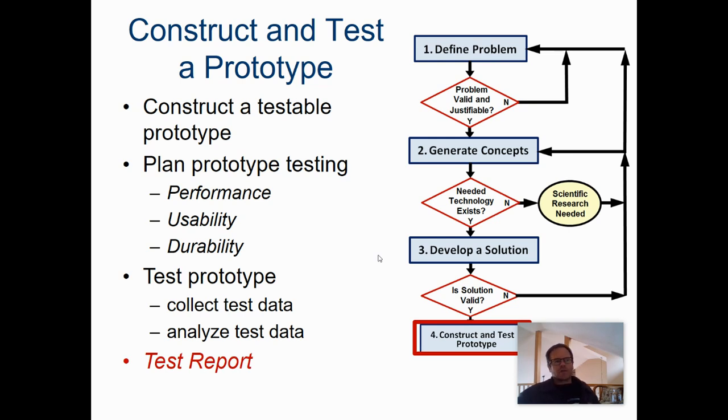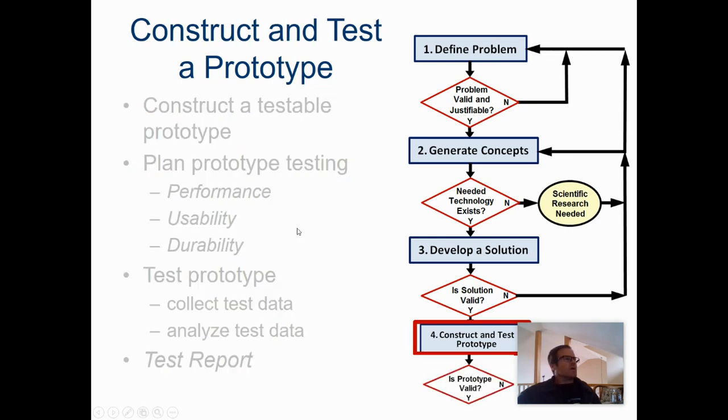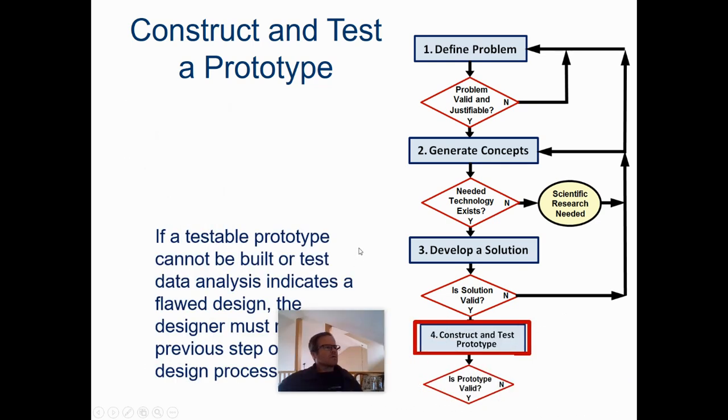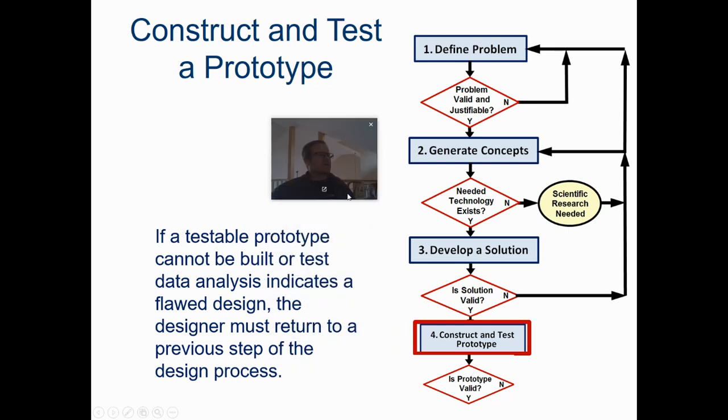So once you test it, you fill out a report. We didn't do a whole lot of a report last year. We wrote down times, so that was part of it. I did a report by looking at your CO2 car, to see if you followed the criteria and constraints. And so then once you're done constructing and testing the prototype, you ask the question again, is the prototype valid?